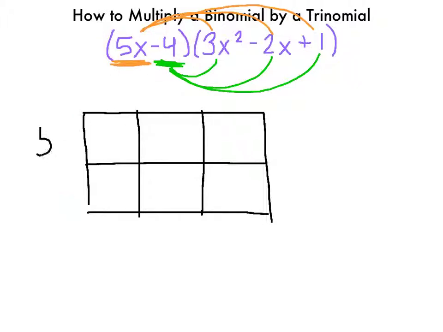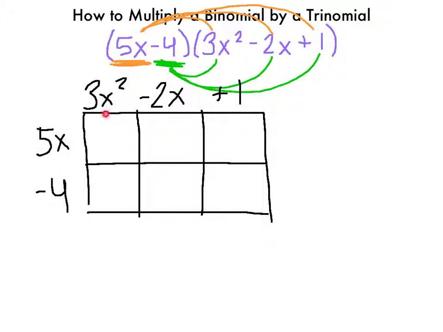So that'll give me 5x minus 4. Then I'm going to take each term of my trinomial and match each with its own box. So that'll give me 3x squared minus 2x plus 1. Now what I'm going to do is multiply. This is just like a Punnett square. So the number that goes in here is going to be the product of the number above and to the left. So that means we're going to be multiplying.